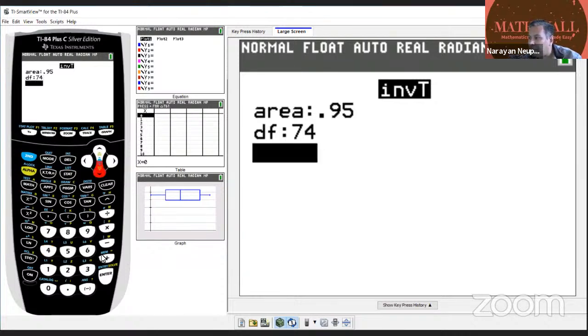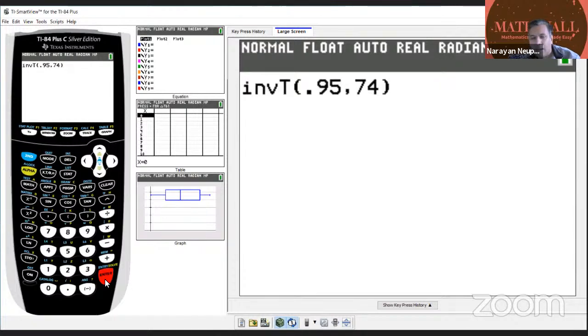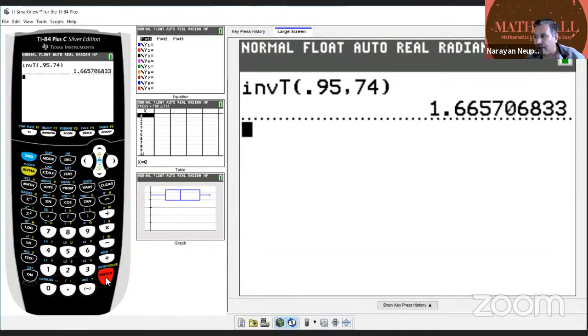And then you come down and paste that information on the main screen. It just looks like the way we have written on the paper. Then hit enter to get the value. Okay, so we got the value there. So what is the value? You can write it as 1.6657, right? 1.6657. That's what you can write it down. So that is the value of T critical.